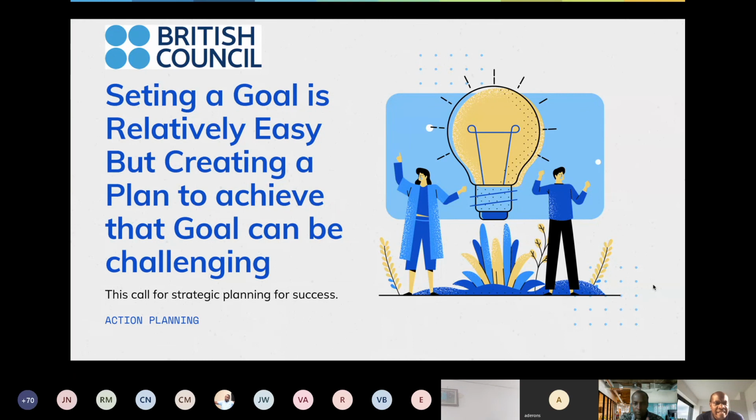So one critical thing is setting a goal is relatively easy, but the challenge is creating a plan to achieve that goal. So you can say, I will, but if you do not have a plan, then you might not realize that particular goal. So that is what we are now taking you through. We have identified things. We now want to take one of them only and take it through the end, so we see how it looks like so that we can succeed when we implement it in our schools.